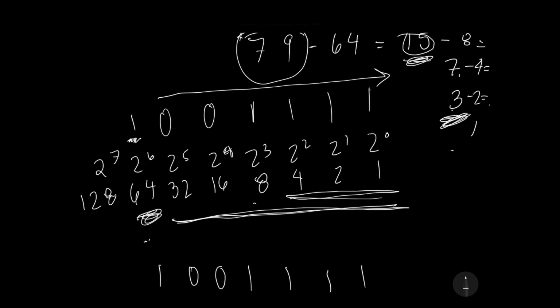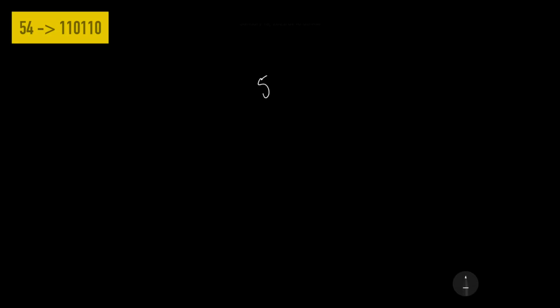Let's just do one last example, and then we'll move on. Okay, so last example is going to be just kind of an average number. Well, not an average in the mathematical sense, but just a regular number. Let's say 54. All right. So with 54, we're going to look for binary digits that add up to 54.